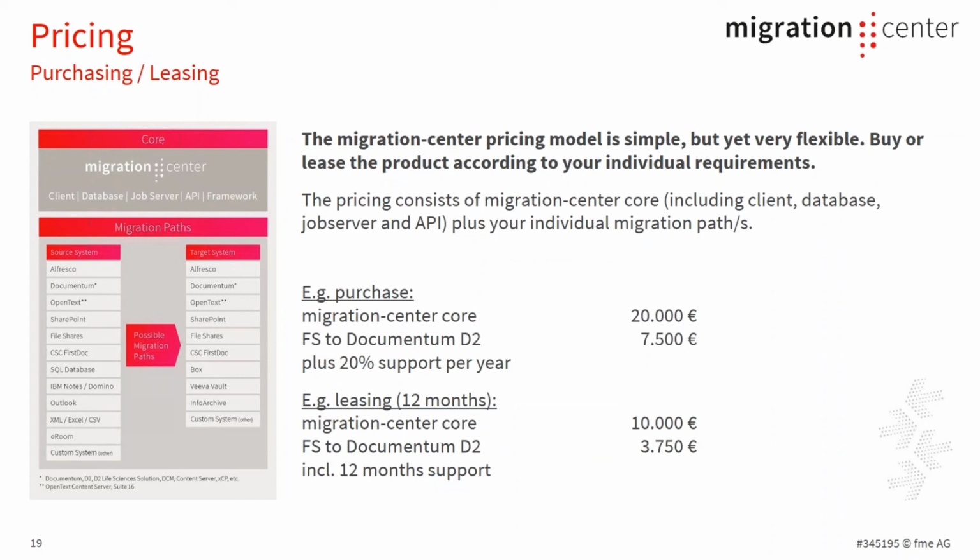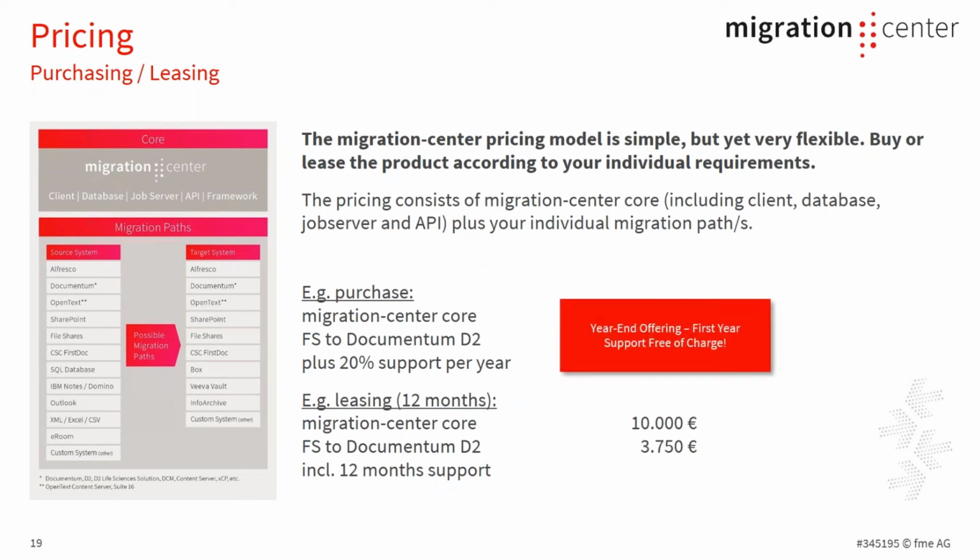Something I would mention here: included in the leasing, there of course is the 12-month support period. So there is no additional cost for support, just these 13,750 euros for a file system to D2 migration. And because we are close to Q4, we have also opened our year-end offering for our customers. That means everyone who purchases the product before the end of this year has the opportunity to get the first year of maintenance free of charge.